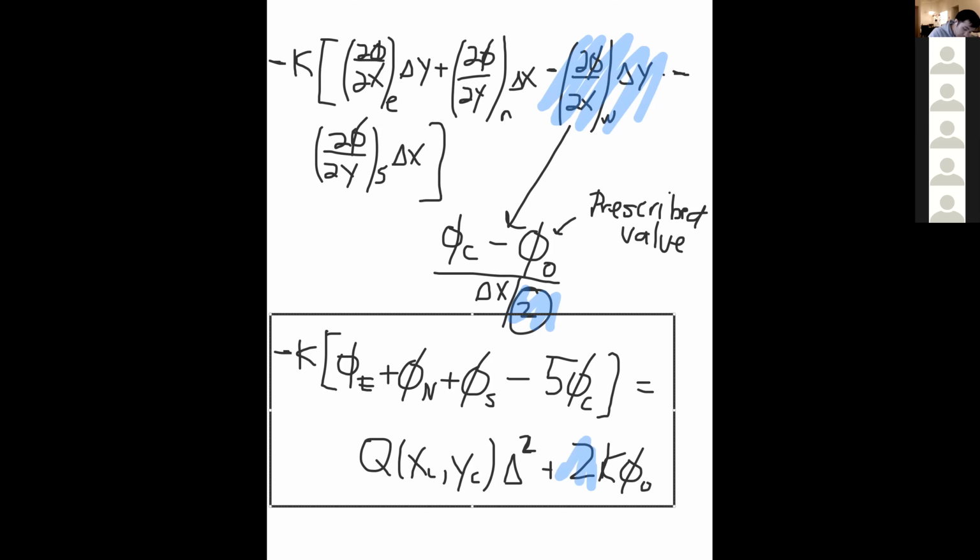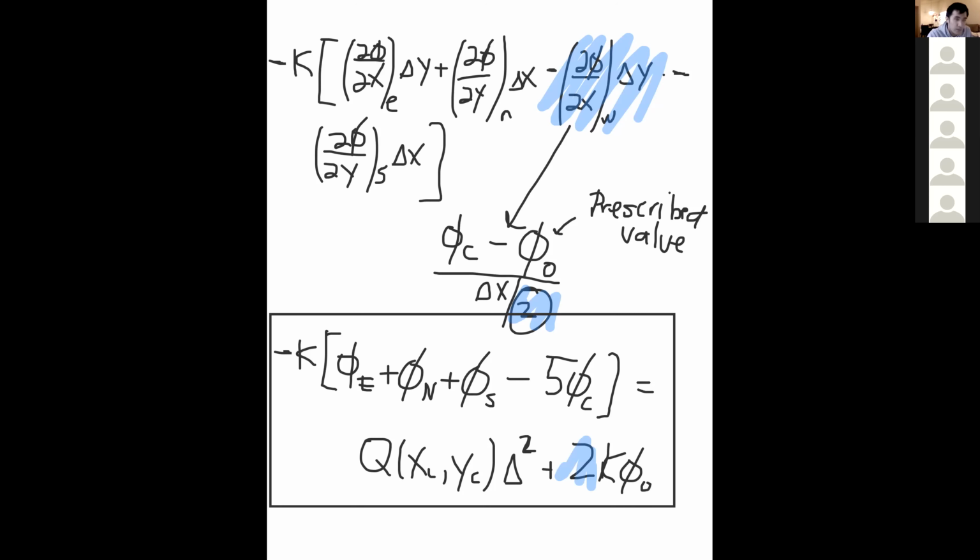Okay. So this is basically the equation that you would get for a Dirichlet condition on the west side. So make sure that when you're doing the homework yourself, you go through this process, because depending on if your boundary conditions are on the north, the south, or the east face, this equation is going to be slightly different.